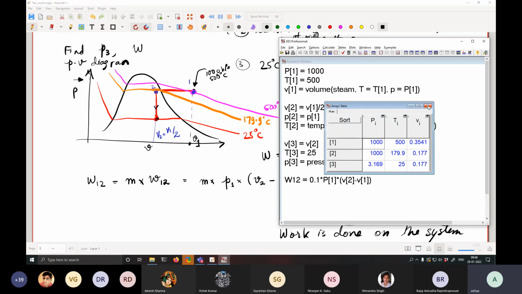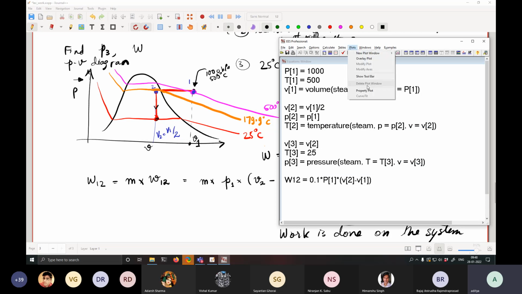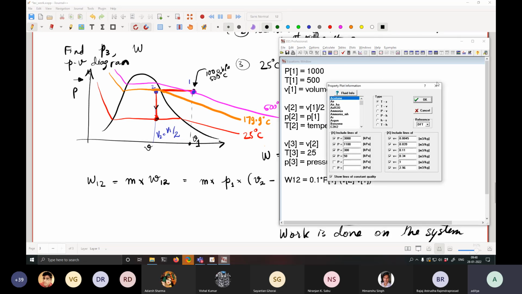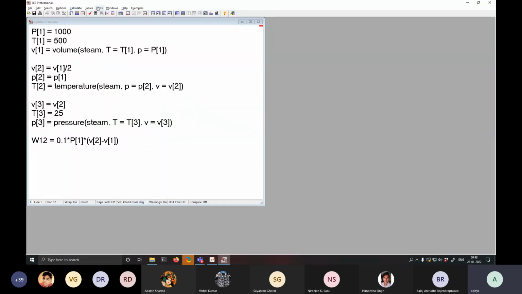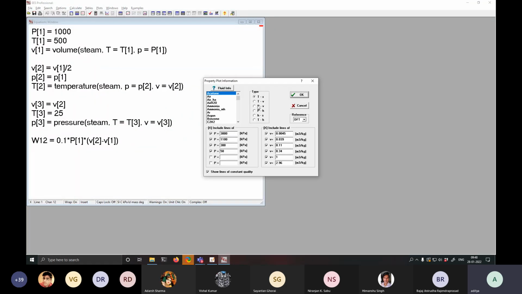The first thing, which you should probably not do, is to directly plot all the points. I go to property plots, and let me just maximize this. I go to the PV diagram. Forget about these things. I will plot T equal to T1, T equal to T2, and T equal to T3. I will do this plot for steam.